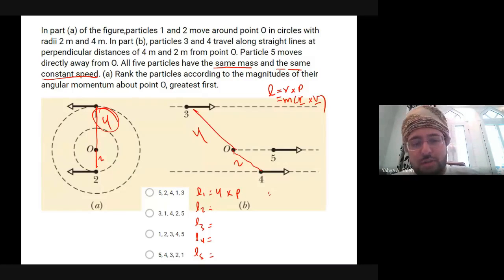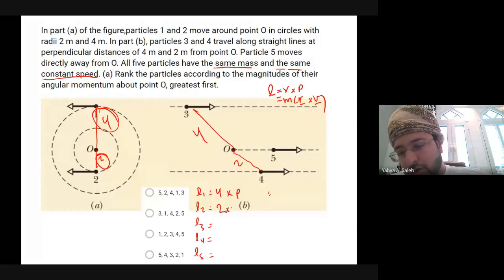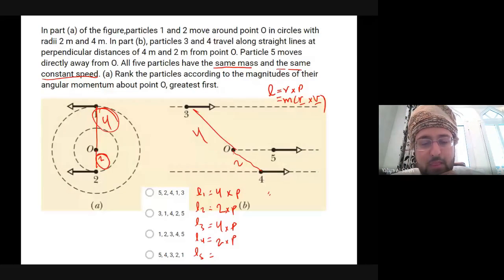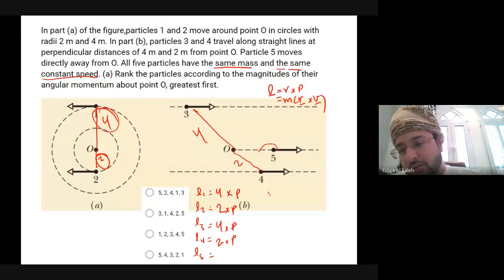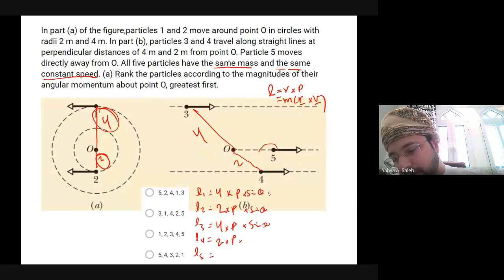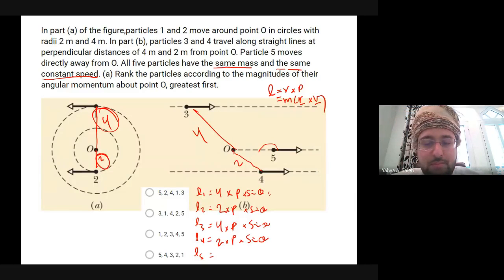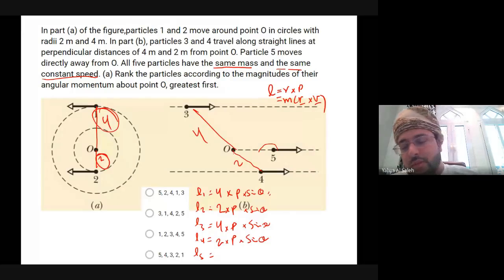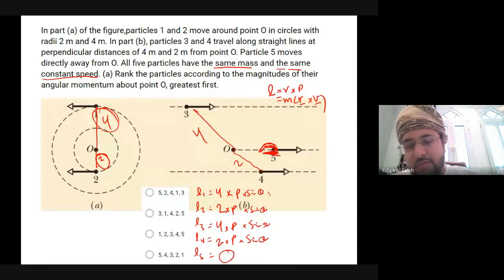Particle 2, R is 2, so 2 cross P. 3 is again 4 cross P. 4 is again 2 cross P. And here your angle is 0. Remember, this is a cross product, so you have sine theta, sine theta, sine theta, sine theta. For 5, theta is 0 degrees. They're parallel. So 5 is simply 0.